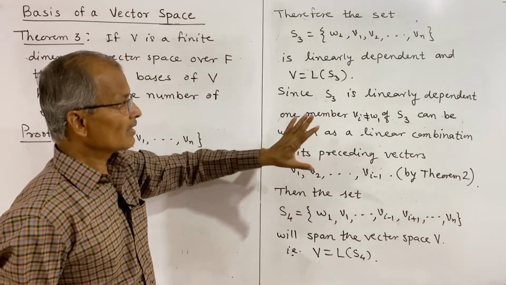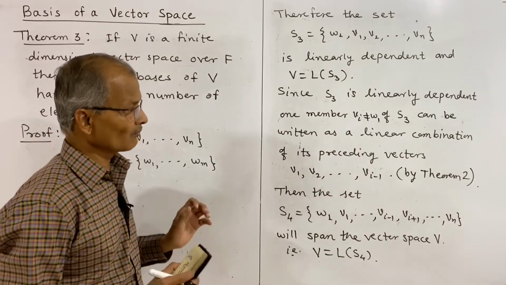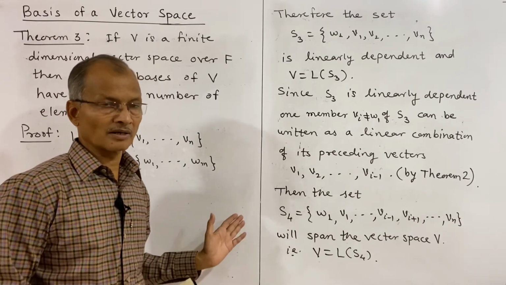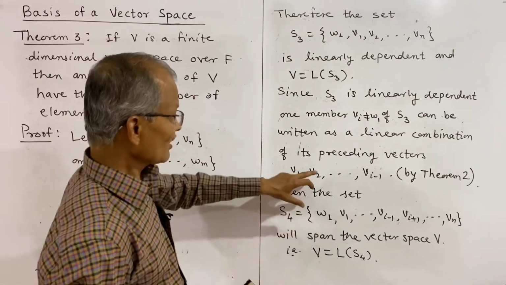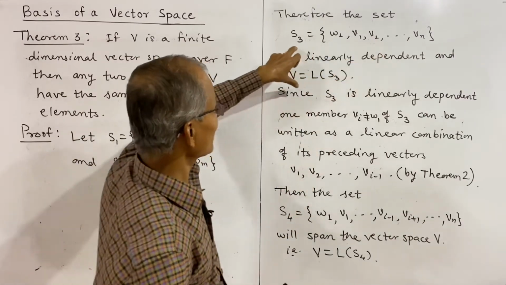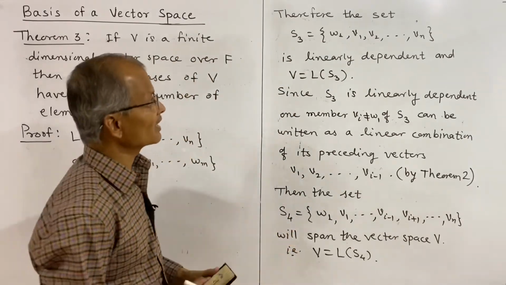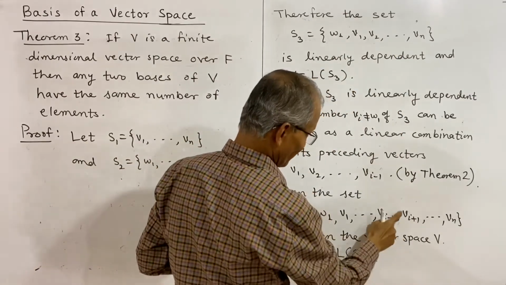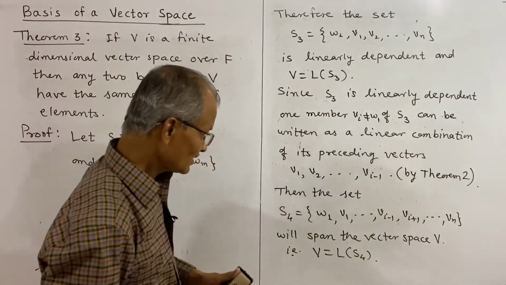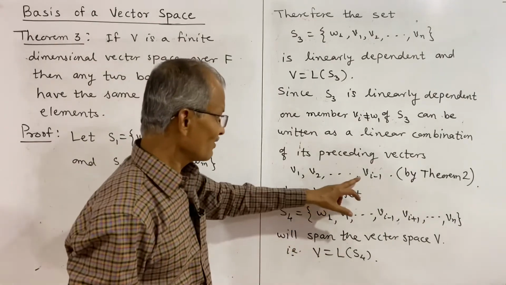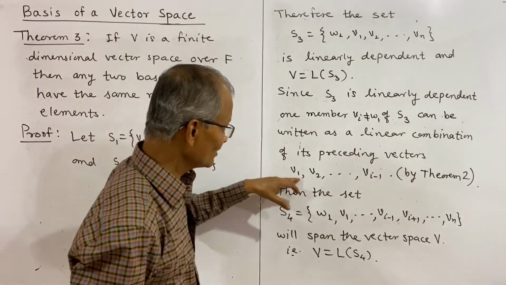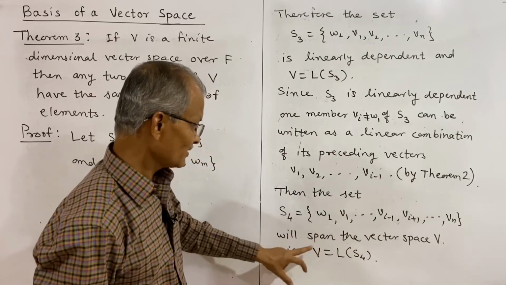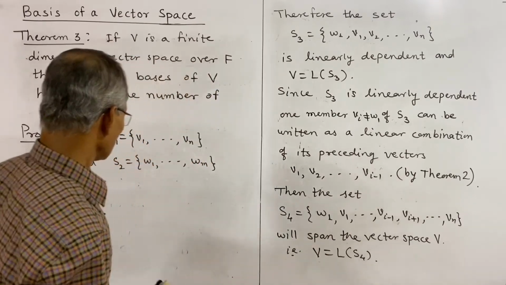So you may refer to it. If in a linearly dependent set one member is written as a linear combination of its just earlier members, then we delete Vi from this and write the set S4. From S3, W1, V1 all will remain except Vi. Vi is deleted, and this again spans V, because Vi will be written again in terms of V1 up to Vi minus 1, and therefore V is equal to L of S4.